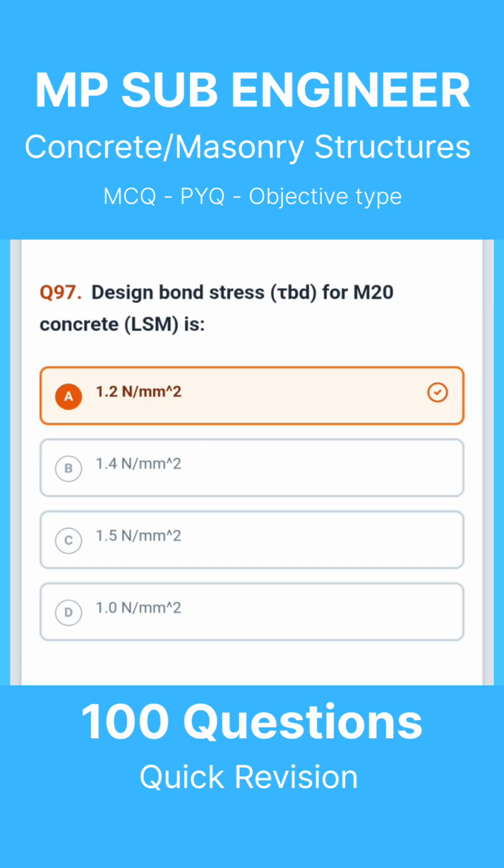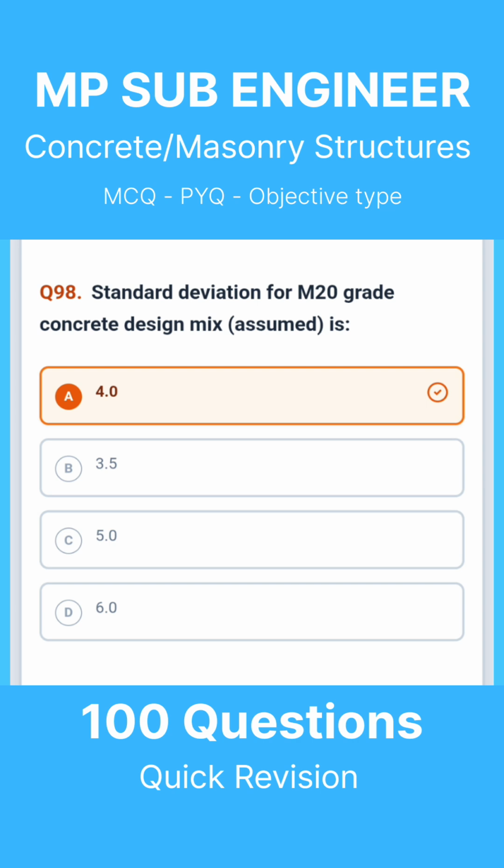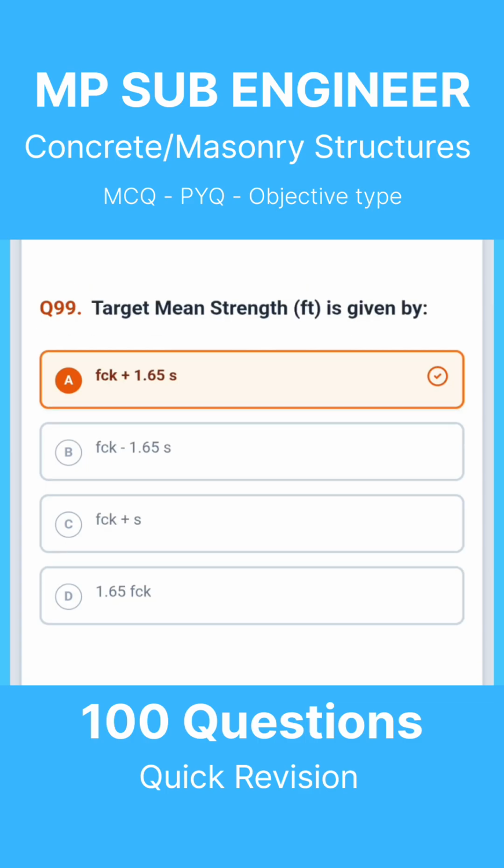Question 98. Standard deviation for M20 grade concrete design mix assumed is. The correct answer is 4.0. Question 99. Target mean strength fck' is given by. The correct answer is fck plus 1.65 s.